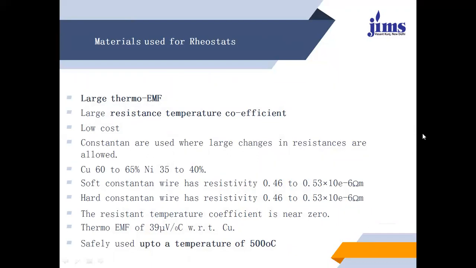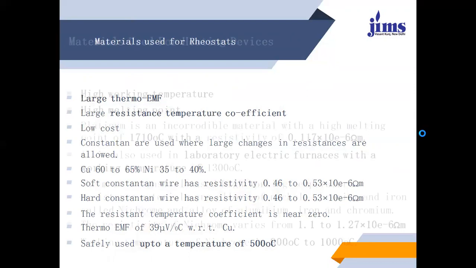Constantan has copper of 60 to 65% and nickel of 35 to 40%. Soft Constantan wire has a resistivity of 0.46 to 0.53 into 10 power minus 6 ohm meter. Hard Constantan wire has a resistivity of 0.46 to 0.53 into 10 power minus 6 ohm meter. The resistance temperature coefficient is near zero. Thermo EMF is 39 microvolts per degree Celsius with respect to copper. It can be safely used up to a temperature of 500 degrees Celsius.